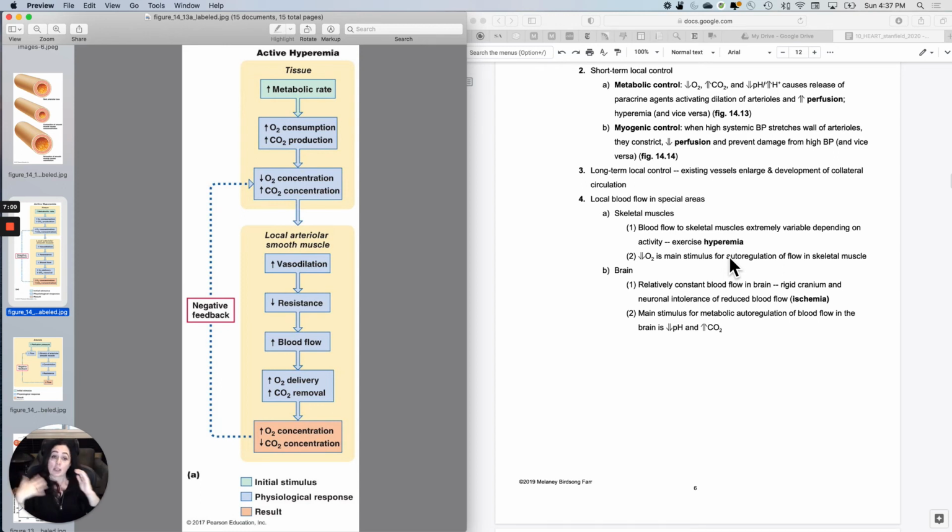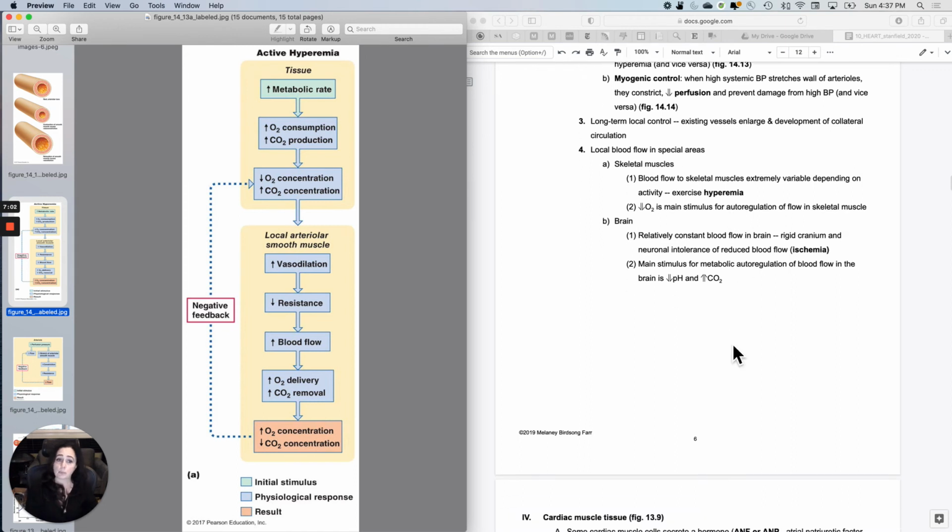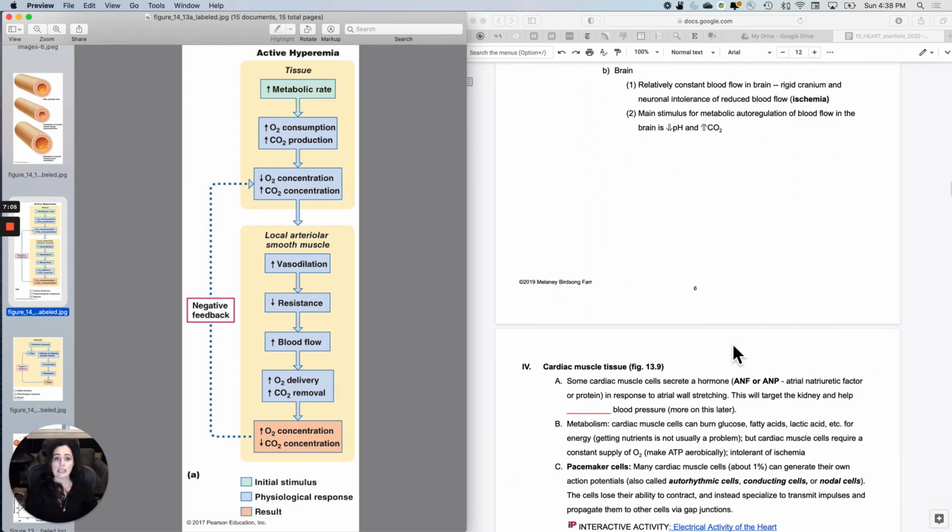Okay, the brain is sort of the other extreme because the brain is relatively constant in its blood flow needs. And why is that? Well, the cranium is too rigid to handle excessive blood flow because there's no place to put excess pressure in there. And then your neurons really do not do any appreciable amount of anaerobic cellular respiration. So they're really intolerant of reduced blood flow or ischemia. So basically, it can't tolerate too much and it can't tolerate too little. So the brain is really, really persnickety.